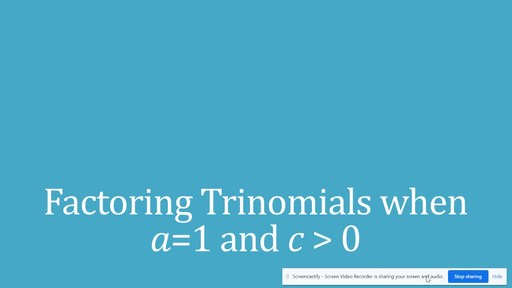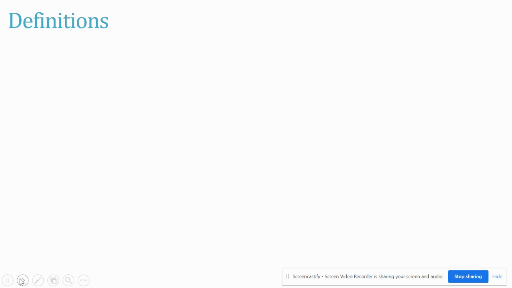Hey everyone, so today we're going to be factoring trinomials when a is equal to 1 and c is greater than 0. In this PowerPoint, we'll talk about what a trinomial is, what a is, what c is, and how to factor given those circumstances. So let's get started. Some definitions that we need for this lesson.